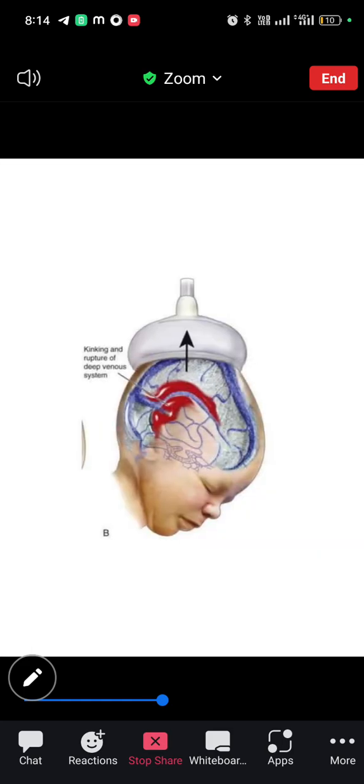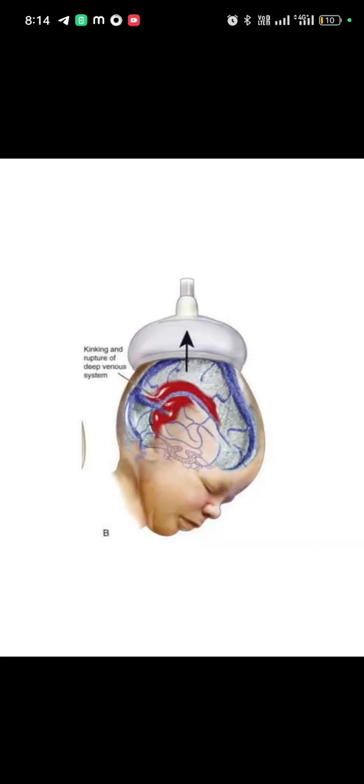You can see, I told before, rupture of veins. See, they are using vacuum extraction. Here they are applying a silicone cup on the baby's head to pull the baby's head. At that time what will happen? The deep vein will rupture.